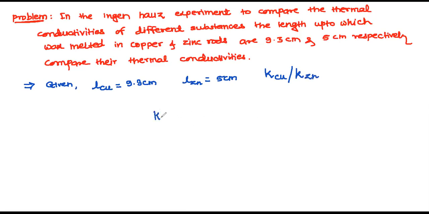Now is it necessary to tell you? Can you do it yourself? K of Cu by K of Zn is equal to L of Cu square divided by L of Zn square, and find out this ratio. You will get the answer, and then find out K of Cu is equal to how many times K of Zn. Yes, it is very easy. Just you have to do square. No need to convert to meter also because it is a ratio. So you can directly substitute 9.3 square by 5 square value and calculate. Isn't it? Very, very easy. Go ahead fast.